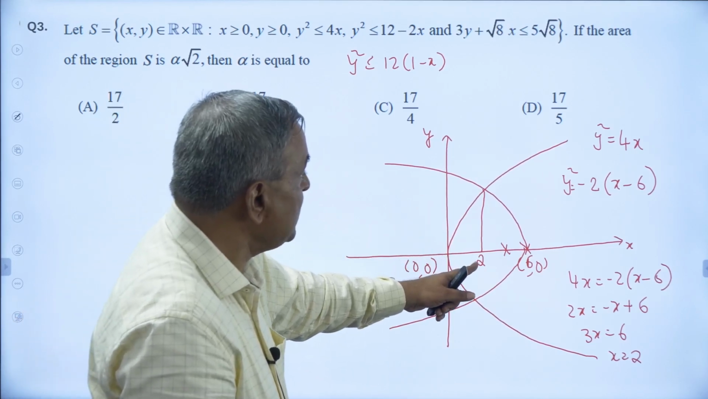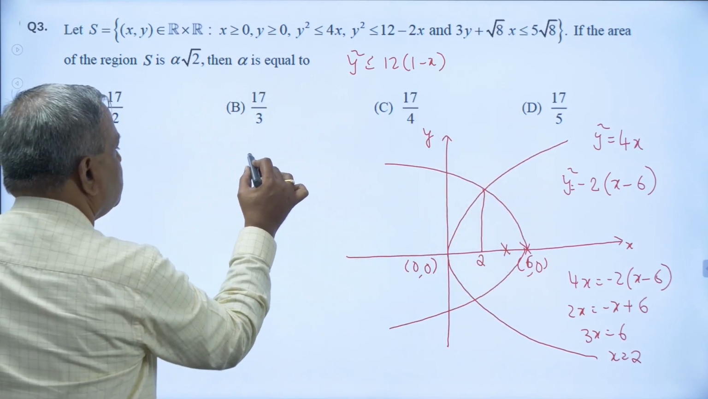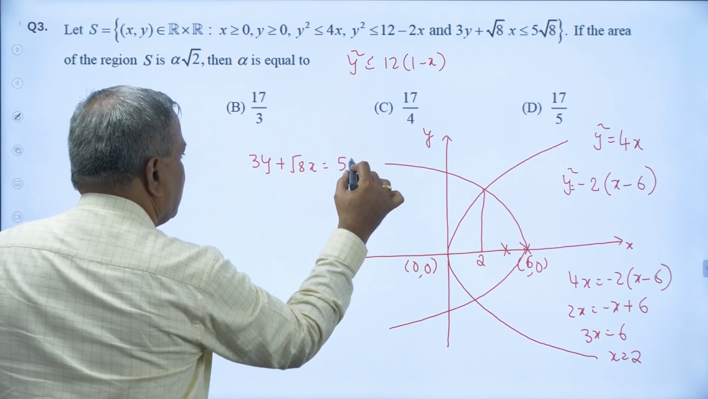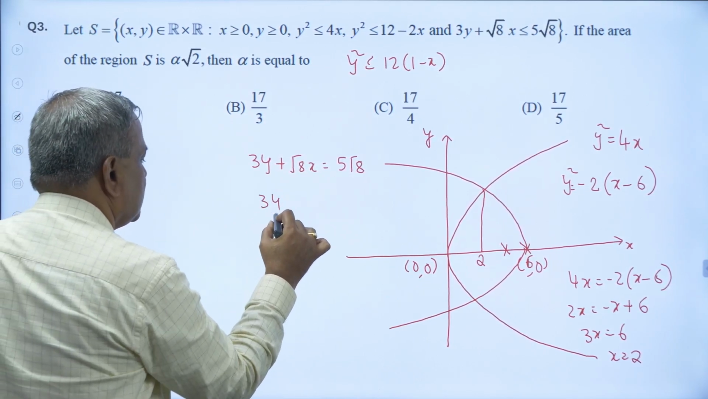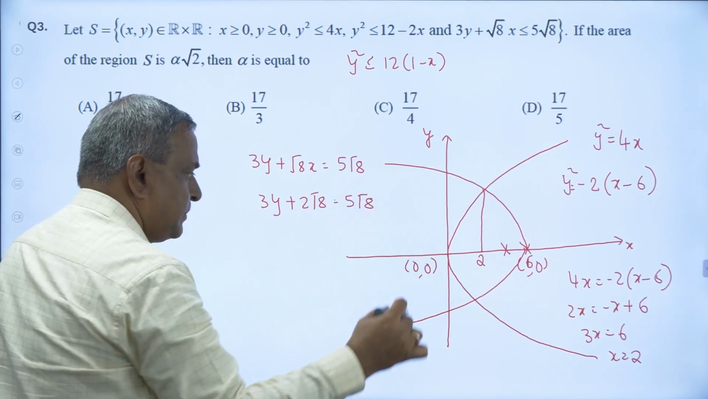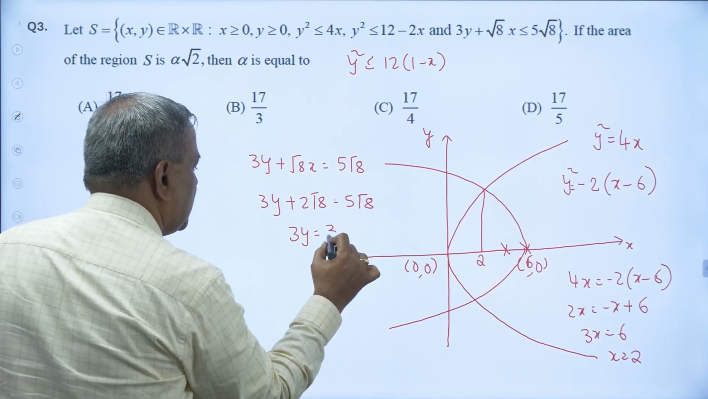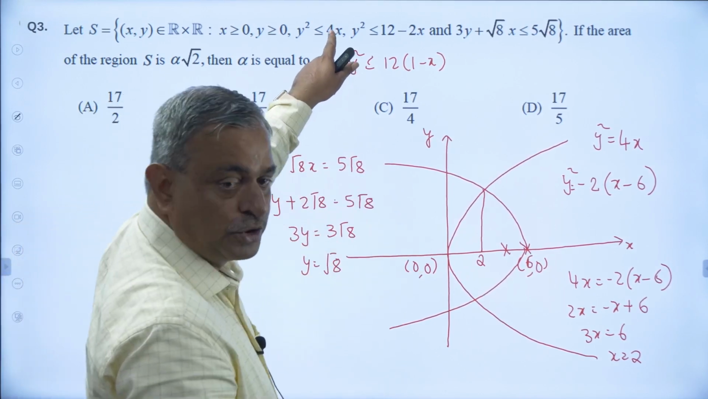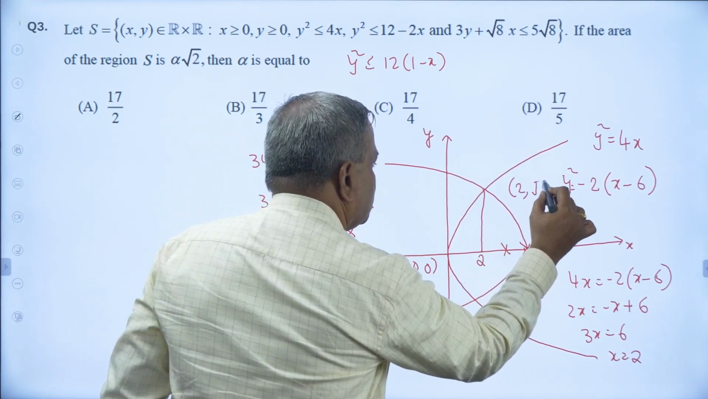Now, if we put x equal to 2, what happens to the y value? The line is 3y plus root 8 x equal to 5 root 8. If we put x equal to 2, we get 3y equal to 5 root 8 minus 2 root 8, because they have given the line equation, some significance is there. So 3y is equal to 3 root 8, or y is equal to root 8. Yes, perfectly correct. So this point of intersection is (2, root 8).